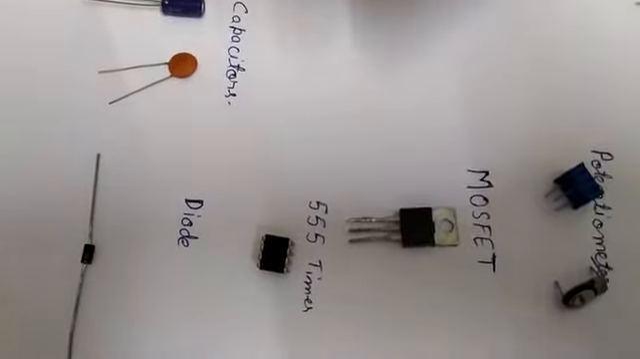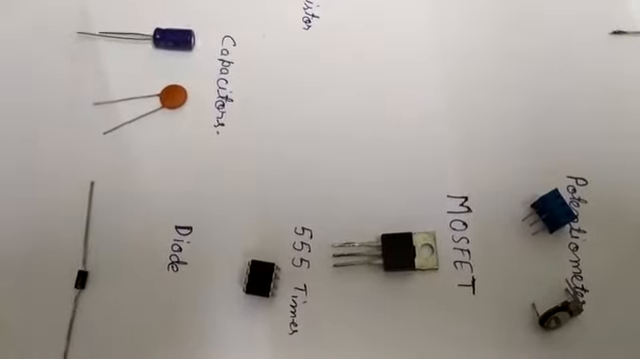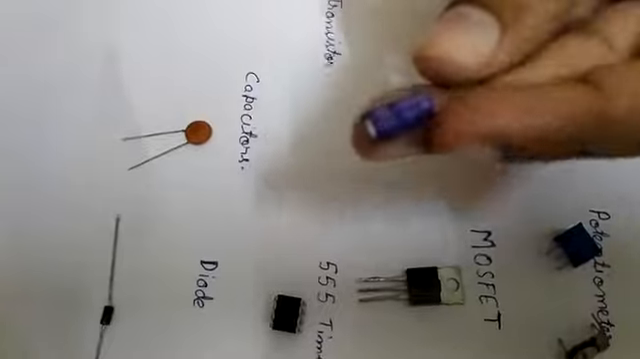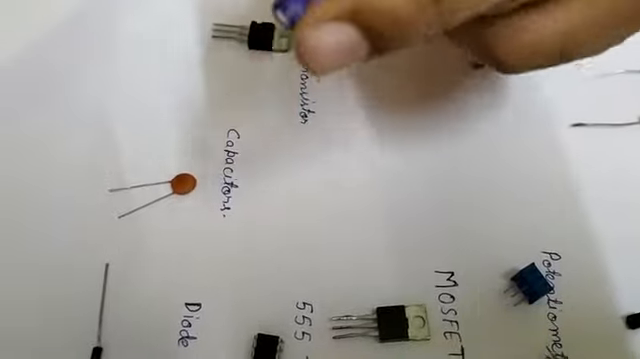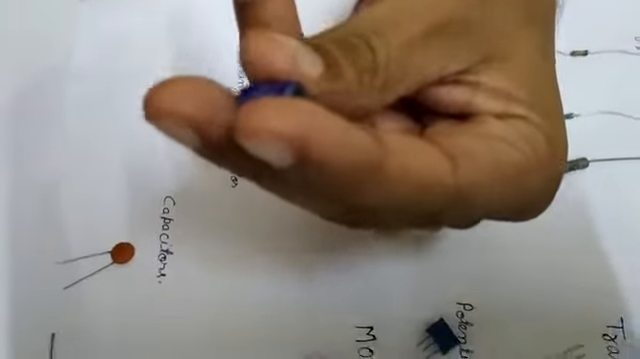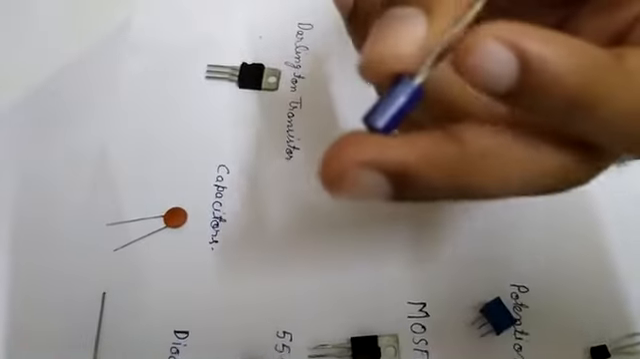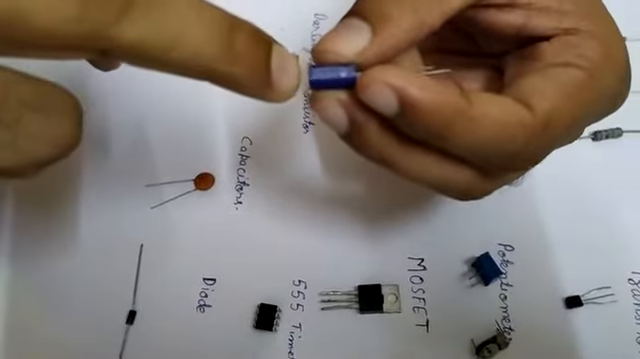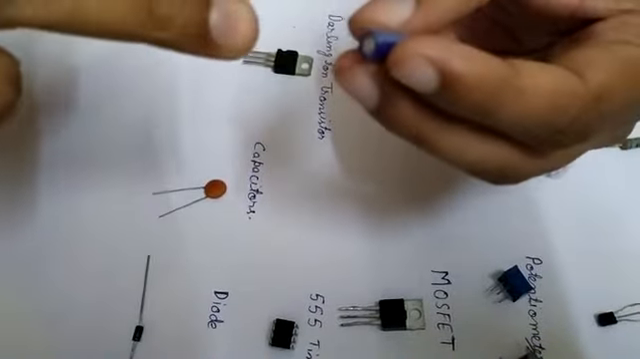Next component is capacitor. There are two types of capacitor. One is electrolytic and one is ceramic. This one is electrolytic capacitor. Electrolytic capacitor has polarities. As we see here, the longer leg is positive and the shorter leg is negative. And there is one more thing by which we can recognize which leg is negative. There is a gray color strip along the negative leg of the capacitor.